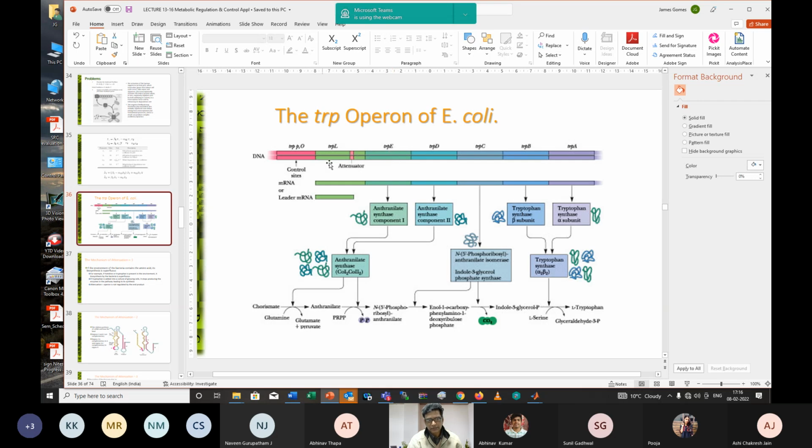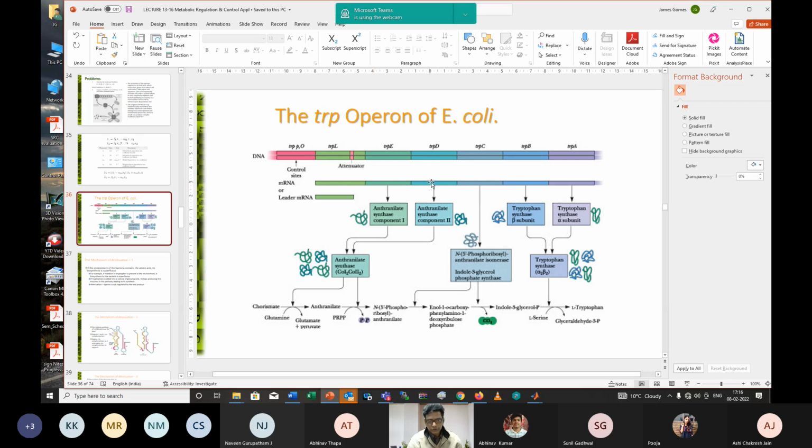This, of course, is a leader sequence, but we'll not talk about that. We'll talk about that separately while we're discussing the control. So this is where all the regulatory control takes place, these two together. But these are the proteins that are to be synthesized. So E, D, C, B, and A. So the reverse way.